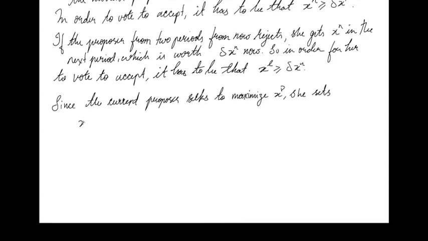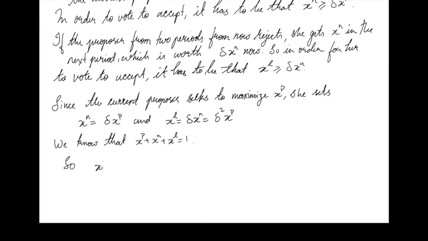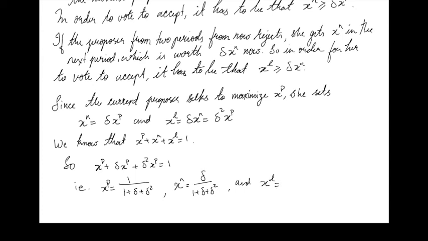So she's going to set XN equal to exactly delta XP and XL equal to delta XN, which is in turn equal to delta XN times delta XP, so it's delta squared XP. Now we know that XN plus XP plus XL has to equal 1. So XP plus delta squared XP equals 1. Therefore, XP equals 1 over 1 plus delta squared. And then once we know that, we can multiply that by delta to get XN. XN is delta divided by 1 plus delta squared. And XL is delta squared divided by 1 plus delta squared.